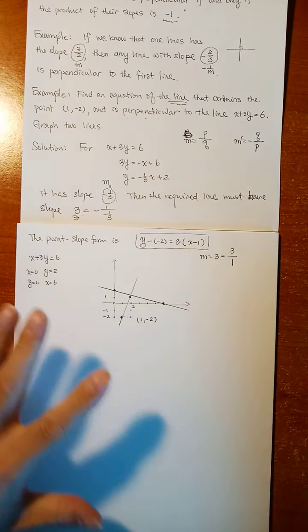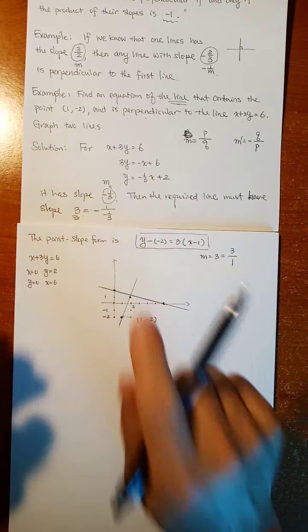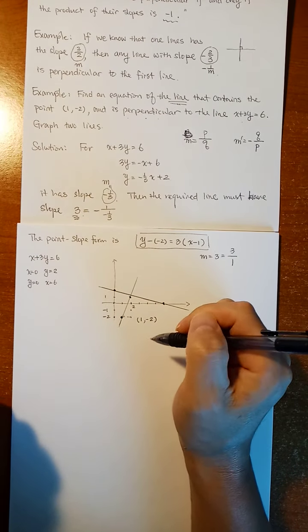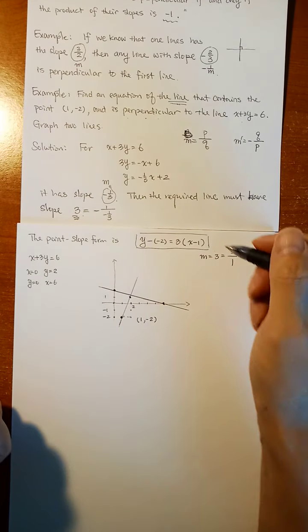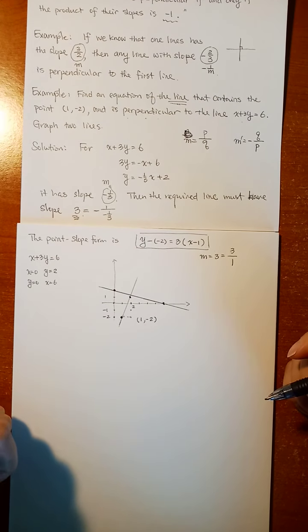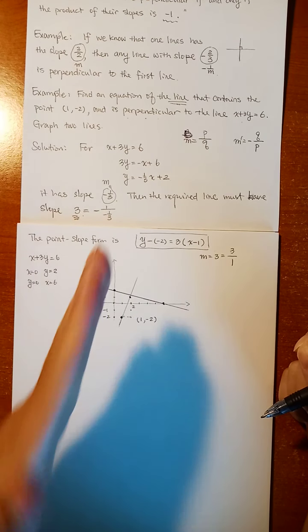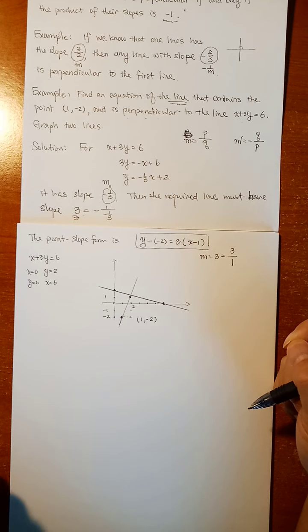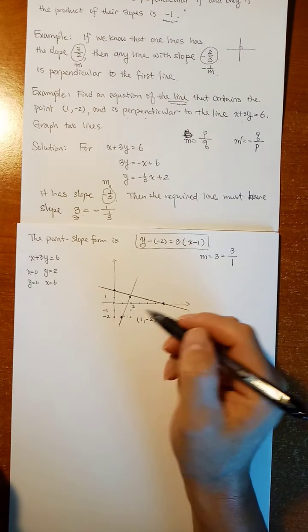Well, you see, if my scales are proper, they should look orthogonal, perpendicular. Perpendicular has another word, orthogonal. They mean the same thing. Orthogonal, you have 90 degrees. Perpendicular, you also have 90 degrees. So these are the two lines.